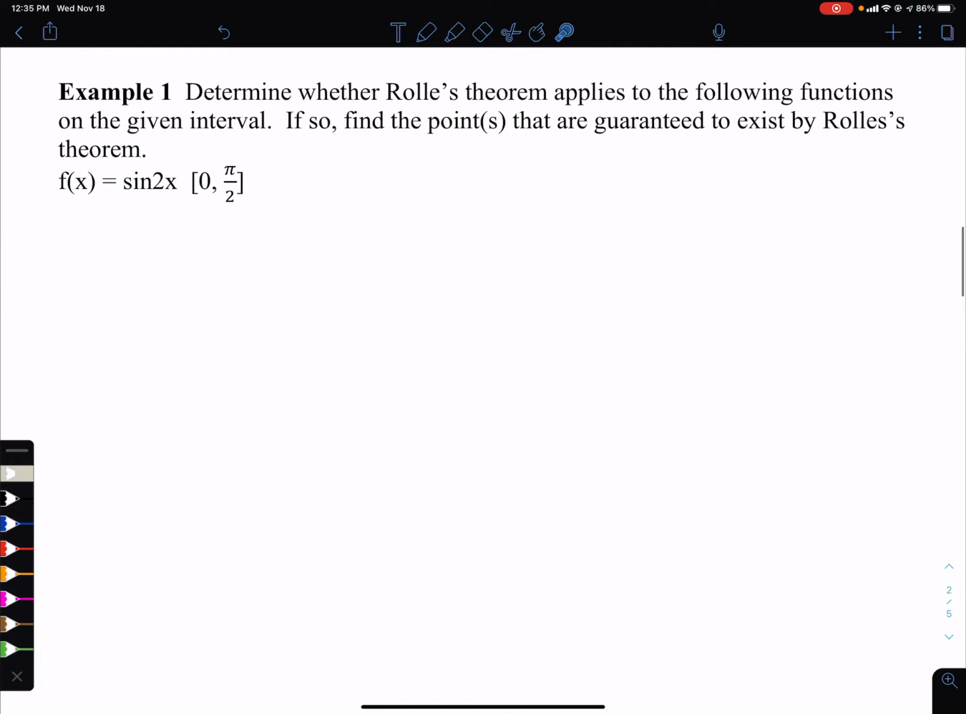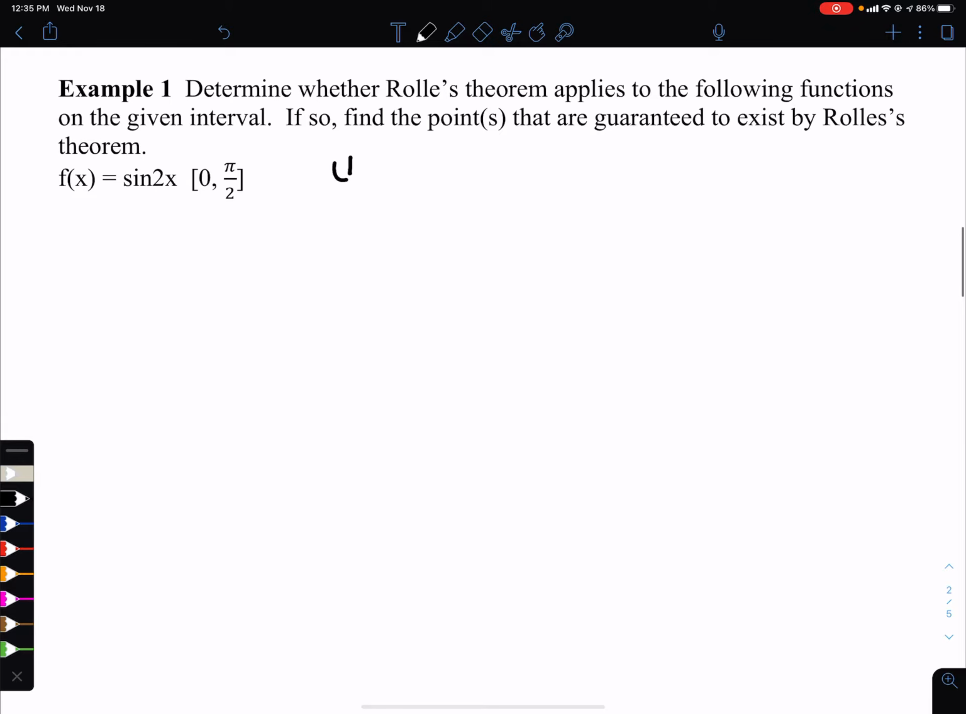Okay, so we're going to do a problem here. This is an example. Determine whether Rolle's theorem applies. So conditions 1, 2, and 3 must be met. Condition 1, is it continuous? I'm going to say it is continuous. I'm going to write properly. F is continuous on 0 to pi over 2. How do I know that? Because in chapter 2, we learned the sine function is a continuous function.